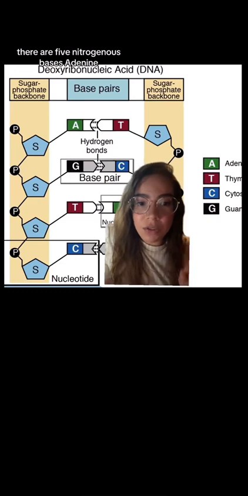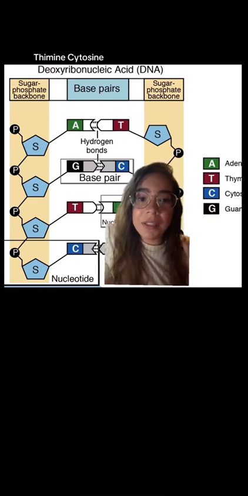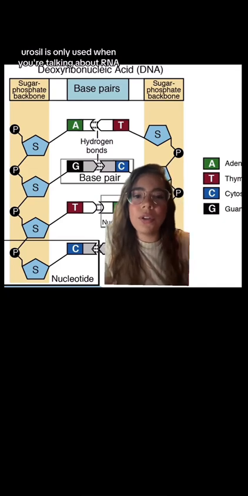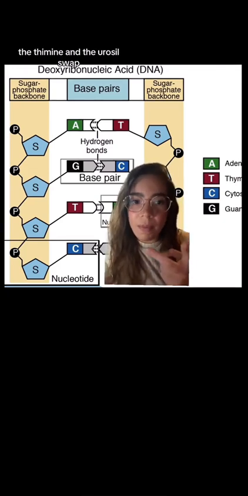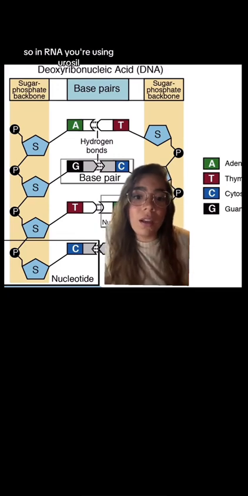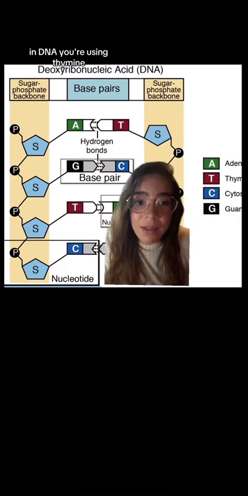There are 5 nitrogenous bases: adenine, thymine, cytosine, guanine, and uracil. Uracil is only used when you're talking about RNA. The thymine and the uracil swap. So in RNA, you're using uracil. In DNA, you're using thymine.